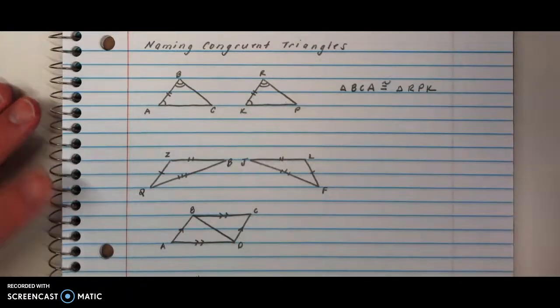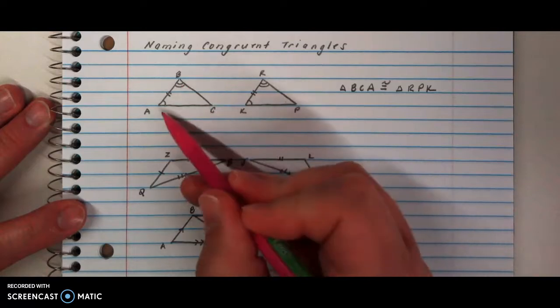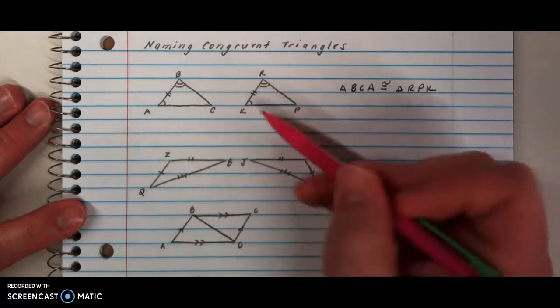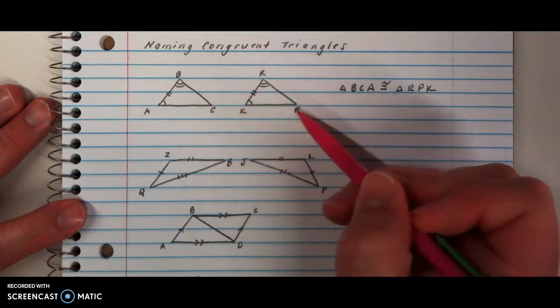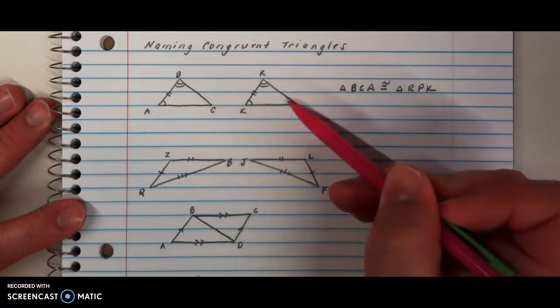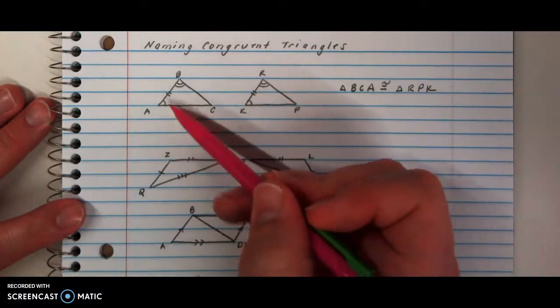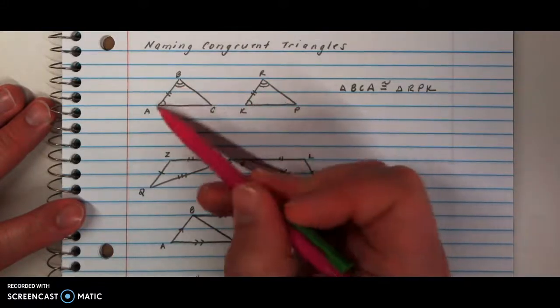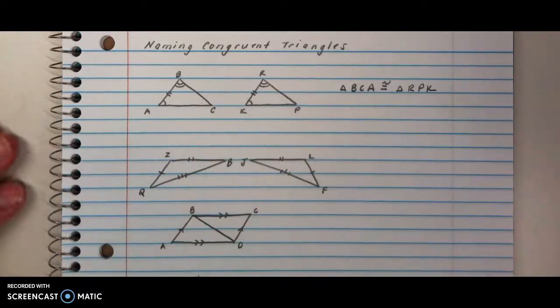Okay, you can't just name this one whatever you want to, because if we do BCA, and if I say that's congruent to KRP, well, KRP goes single, double, none. If I wanted to do single, double, none, that would be ABC, but that's not what I have. So you have to be really careful. Okay, let's take a look at the next one.